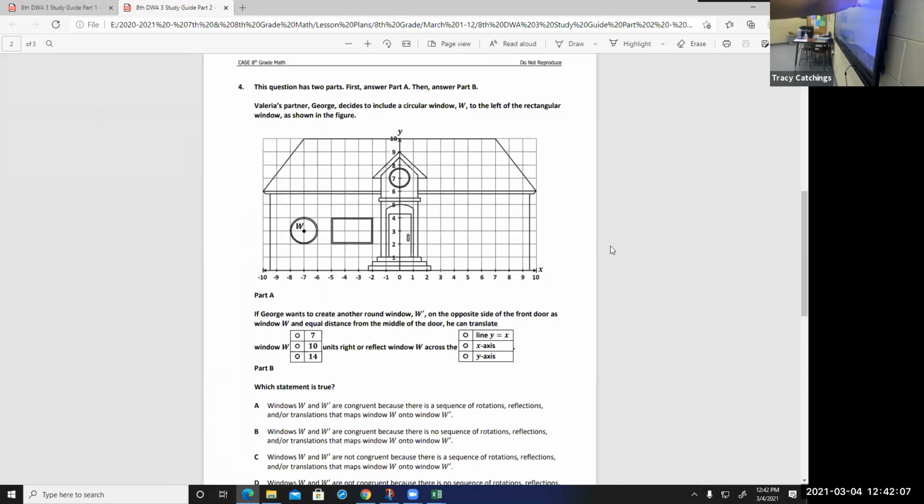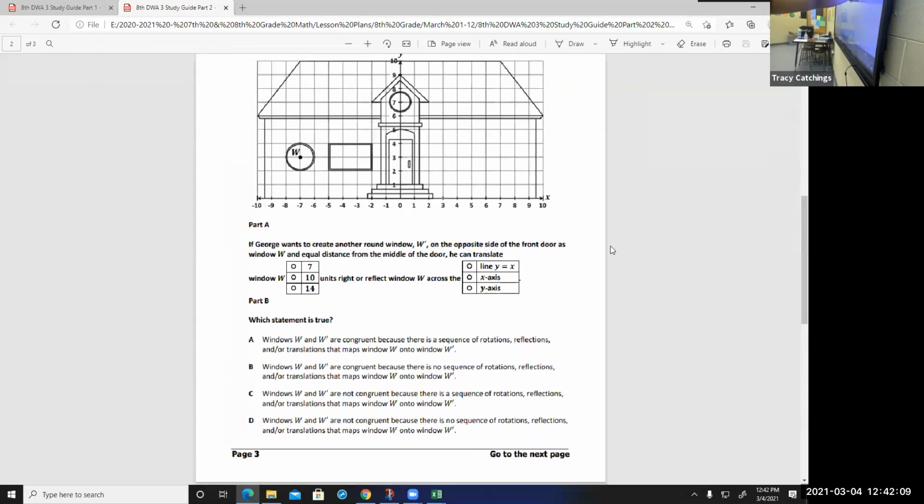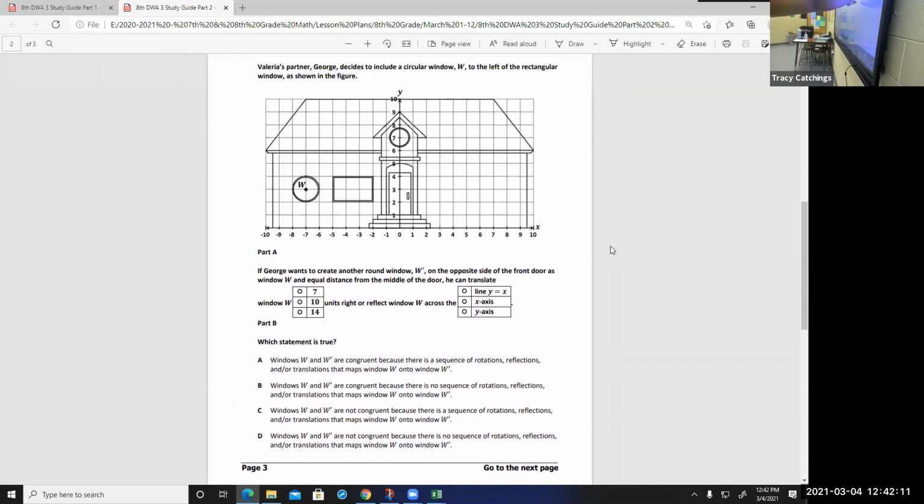All right, we're still talking about Valerie. Now they said her partner, George, decides to include a circular window W to the left of the rectangular window. So we see the new window he is at. A says if George wants to create another round window, W prime, on the opposite side of the front door, is window W an equal distance from the front door? So they wanted the same place. Where is W on the left side?